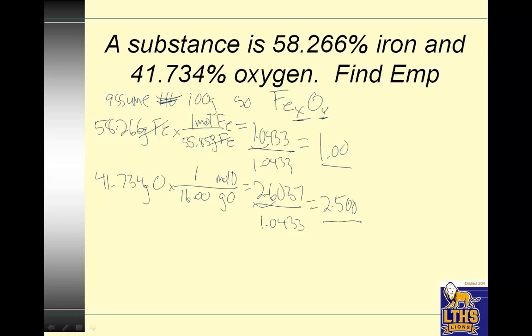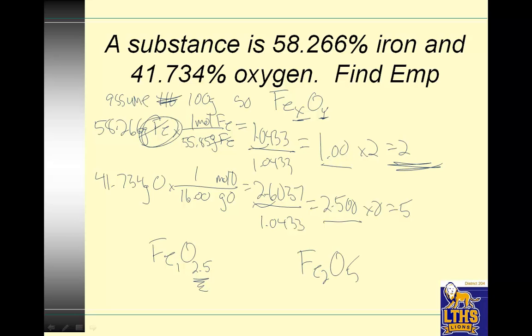So right now, if I was not careful, I would say it's Fe1O2.5, but we know we've never seen fractions here. So what we're going to do is multiply top and bottom, what I do to the top, I do to the bottom, by some number to give me a whole number. So if I multiply them both by 2, this becomes 2, and this becomes 5. So I get Fe2O5. I chose to multiply by 2 to get it to be a whole number. So the only ones you need to know is 0.5 would be times 2, 0.33, 0.66-ish would be times 3, right? Because these are thirds. That's 1/3, and that's 2/3.